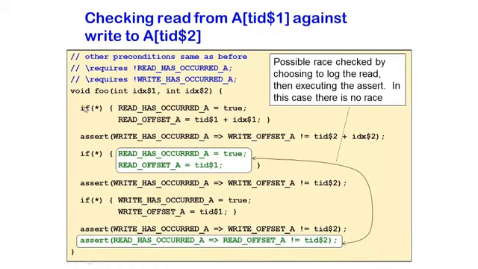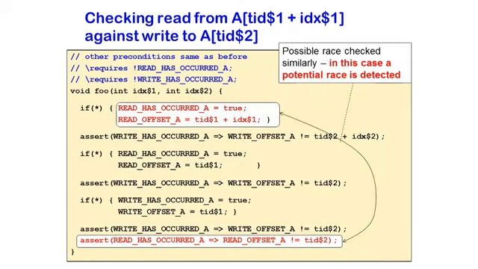Yes, it will, because, for example, there's going to be a trace that will choose to go into this non-deterministic branch and log the read from A. And then the execution will continue. It will not go in here, and then it will assert that if a read has occurred from A, which it has, because we set this to true, then the read offset is different from tid2. And because the read offset was tid1, and tid1 and tid2 are different, which comes from the precondition of the kernel, then this assertion succeeds. So this is an example of a potential race being checked and found to not be a race.